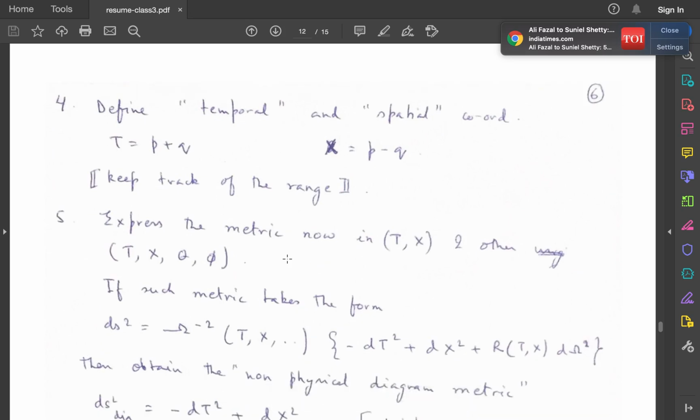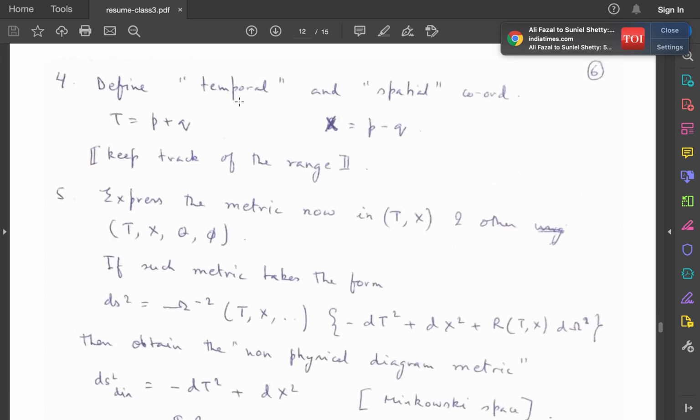Next, let us see what we are going to do. Step 4: define the temporal and spatial coordinates. If you do this type of compactification on null coordinates, you will mess up the temporal and spatial coordinates. So how do we go back to the temporal and spatial coordinates that we started with? Usually we start with one temporal coordinate and one spatial coordinate, so we should finally get back one temporal and one spatial coordinate. That can be done by taking t equal to p plus q, which is the temporal one, and x equal to p minus q, which is the spatial one.